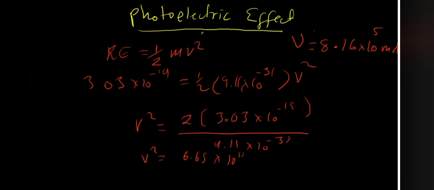So that is how fast the electrons will be moving out. Each electron will be moving out from the surface of a metal so fast. So that is a very high speed. Alright, it's a very high speed.